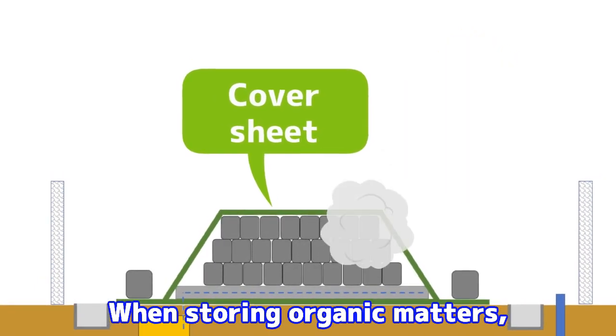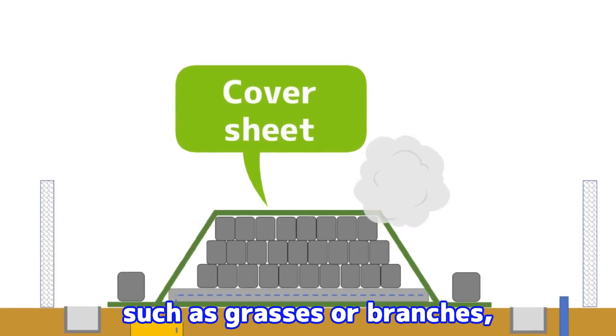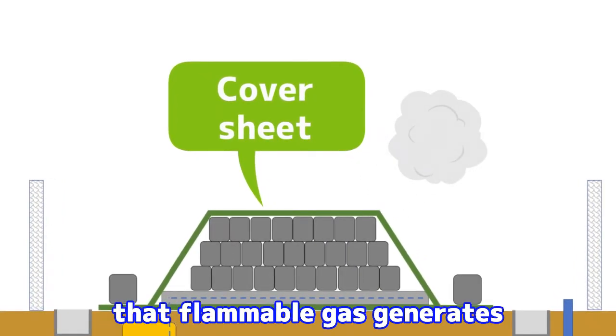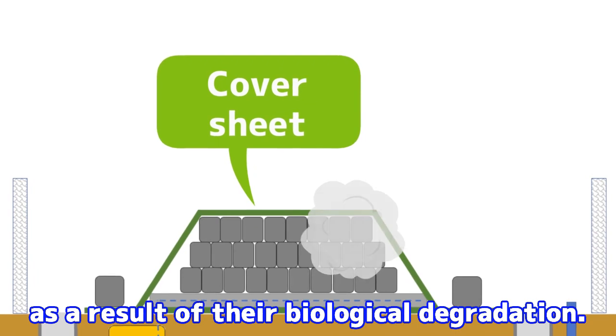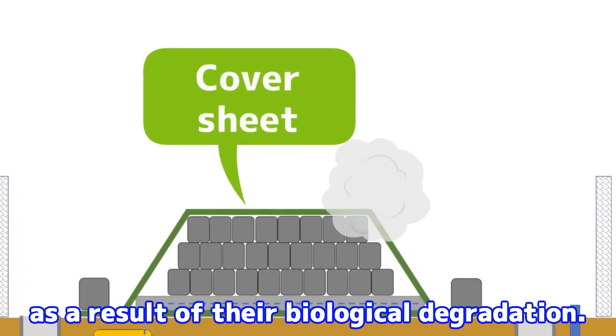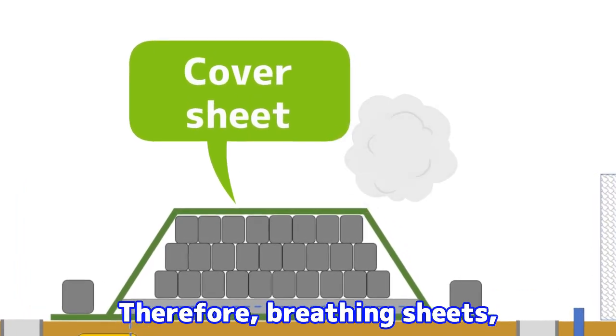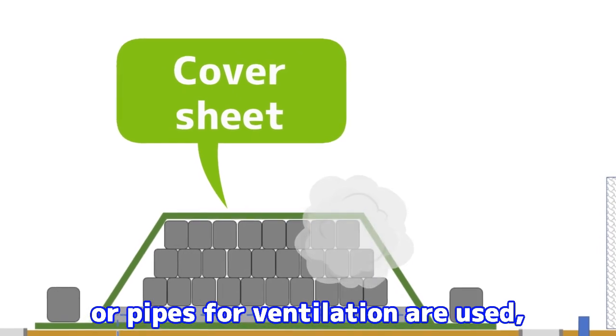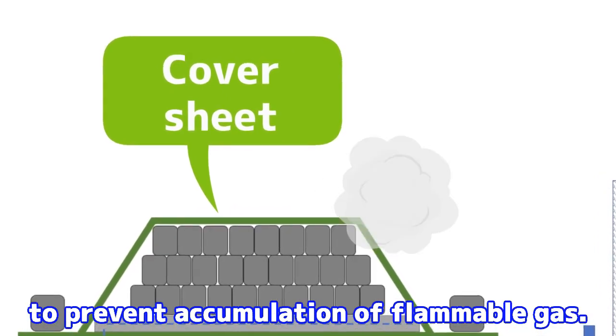When storing organic matter, such as grasses or branches, it is possible that flammable gas is generated as a result of their biological degradation. Therefore, breathing sheets, or pipes for ventilation, are used to prevent accumulation of flammable gas.